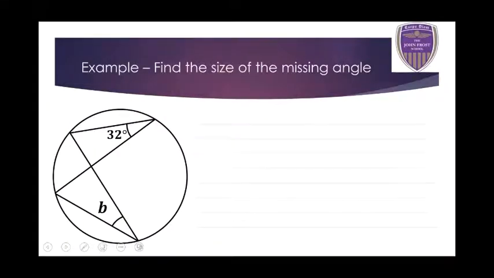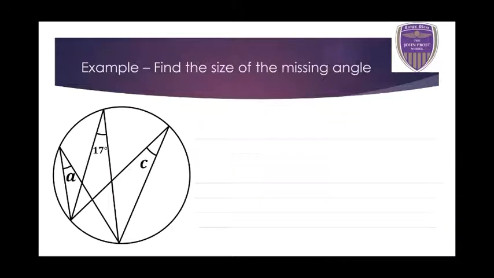So I'm asked to find the size of the missing angle. Now, we're trying to find B, and I can see that I've got two angles here and they both use the same points to create themselves, okay? So that just means as simple as B is equal to 32 degrees. Job done. Okay, just like that. Let's have a look at the next one.